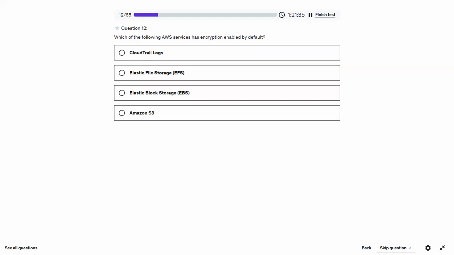Which of the following AWS services has encryption enabled by default? So which service has encryption enabled by default? The answer is CloudTrail logs. The reason is that in CloudTrail logs, we get to know who is using which API and who is doing what. Those logs are used for audit purposes. So these are automatically encrypted, because if they were not encrypted, anyone could modify them. So CloudTrail logs.